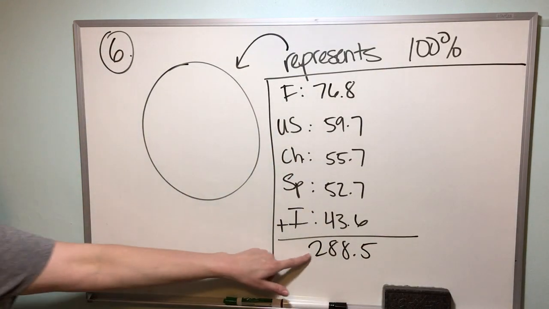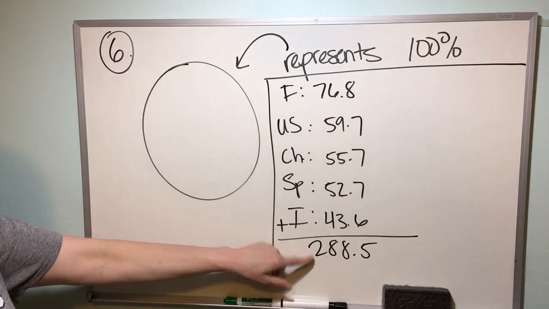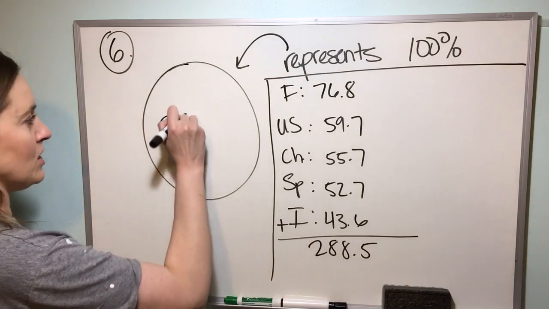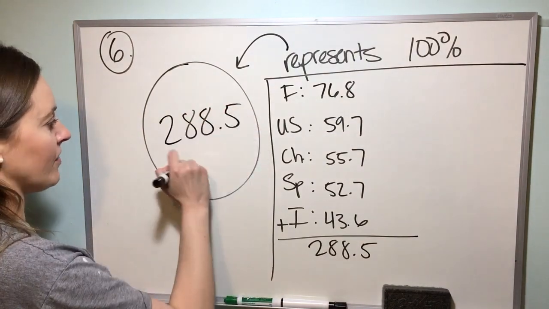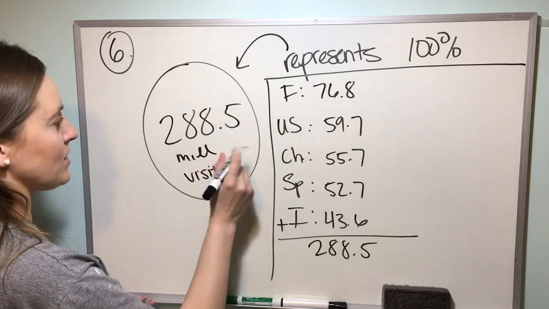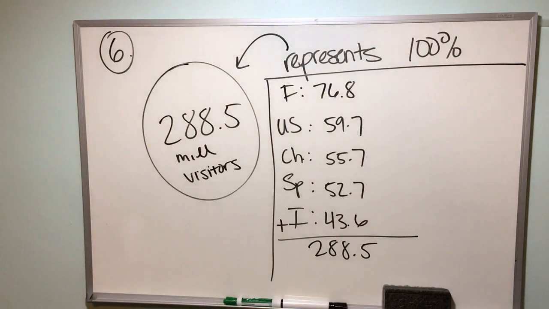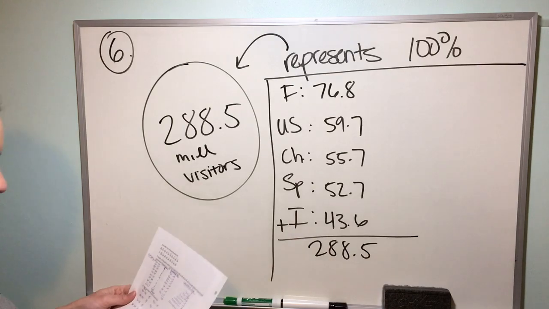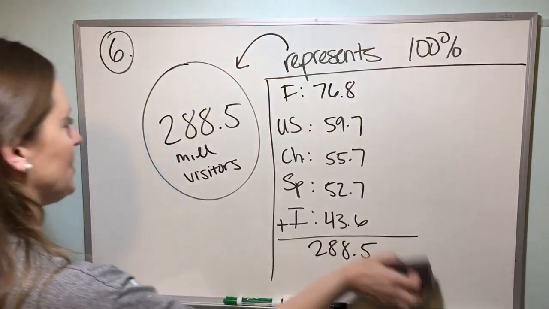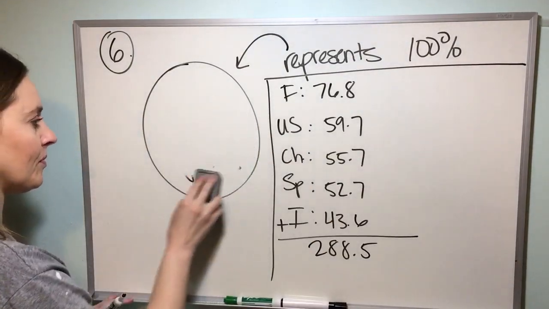Okay, that represents the total number of visitors. If you just wanted to put one number in this pie, it would be 288.5, and it would be in millions of visitors. That's what the entire pie represents, and that's fine. That's actually true. But they want to know in number 6, how much does each country represent of this pie? So how can we do that?